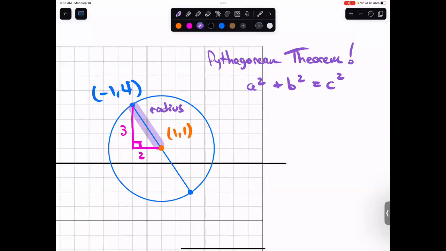We know A and B though, right? We know the two legs. We know how far up or down and how far left or right I need to go to get from one point to the other. One leg is length 3, the other leg is length 2. The thing that we're looking for, the radius, is C, the hypotenuse. So 3 squared plus 2 squared is R squared.